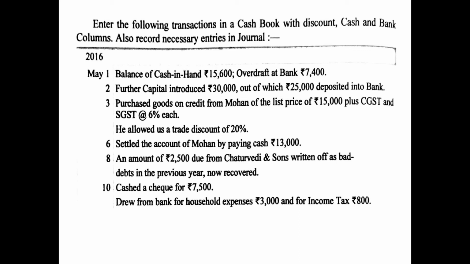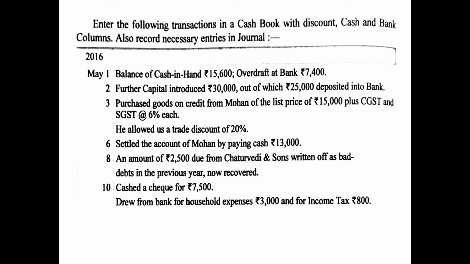That means here you have to make a triple column cash book where you will be making the columns for cash, for bank and for discount, and also all those entries which will not be a part of the cash book need to be posted in journal, so you have to pass those entries as well. So let us see.